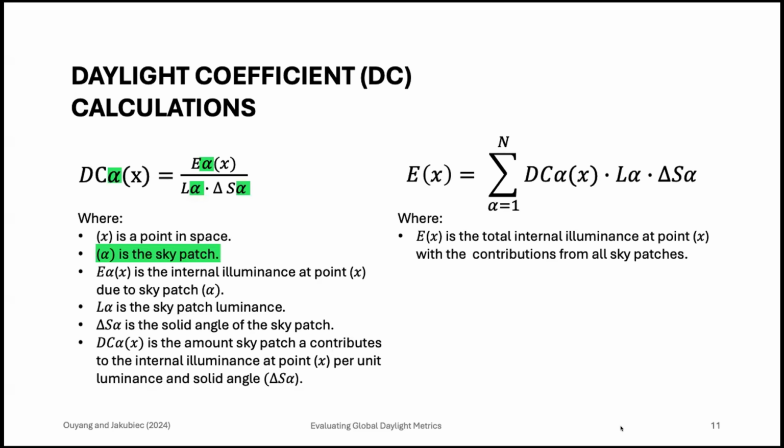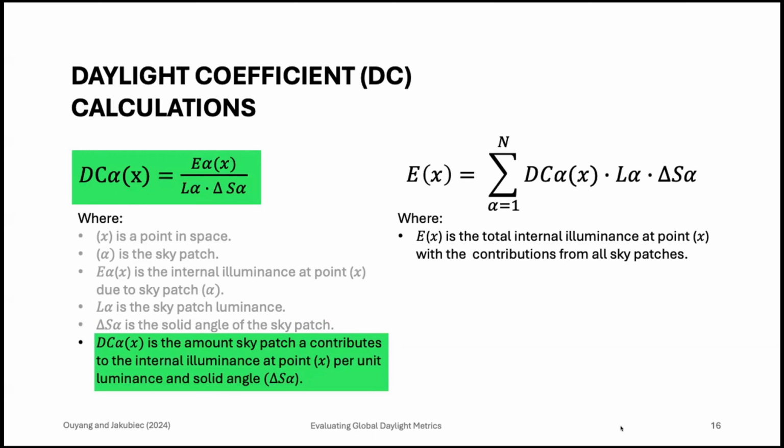Let's break down the calculation details and equation for the daylight coefficient method step by step. First, a sky matrix is created with 145 patches, each contributing to the overall daylight in the interior space, and each sky patch is denoted as A. X represents a point in space. The internal luminance at a point X due to sky patch A is denoted as EAX. This luminance is influenced by the sky patch luminance denoted as LA and its solid angle SA.